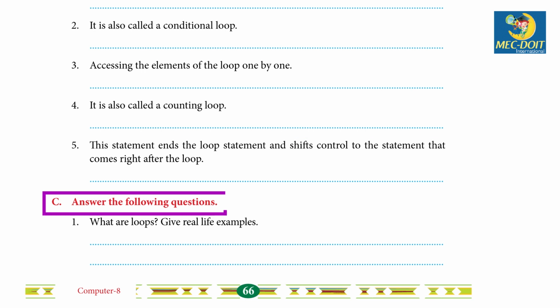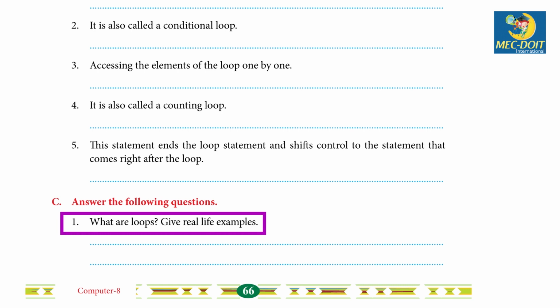C. Answer the following questions. 1. What are loops? Give real life examples. Answer: The idea of a loop enables us to execute program instructions repeatedly without having to repeatedly write the same ones. The successful execution of the loop depends on the condition. For example, mother gives you a bowl of rice. You won't eat up at once. You start with the first spoon, then the second, and so on. In this manner, you finish your rice after several spoons of eating.